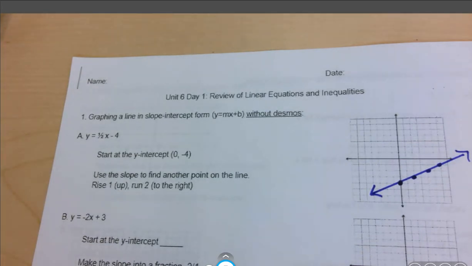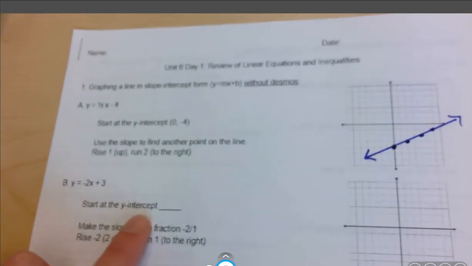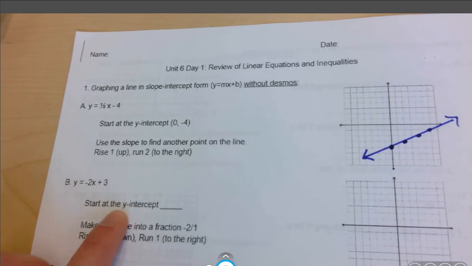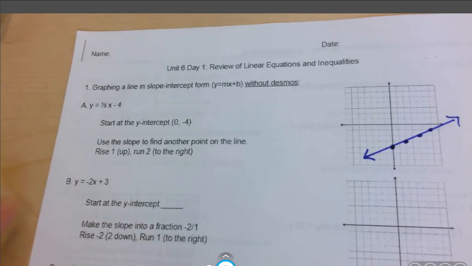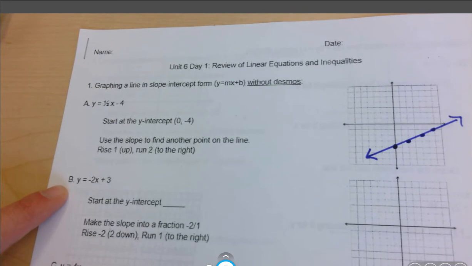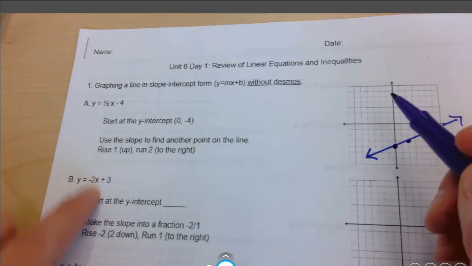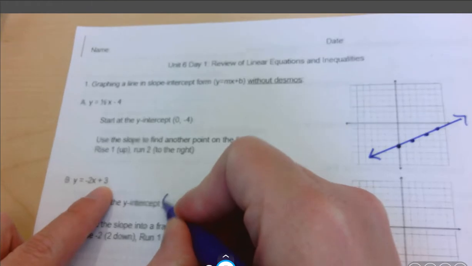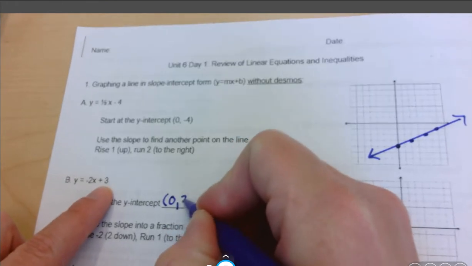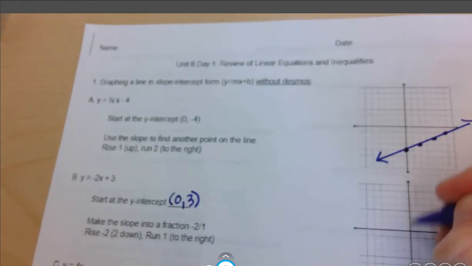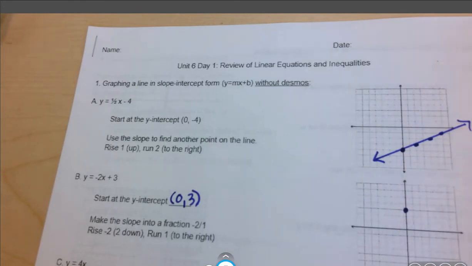Okay. Next one. We want to start at the y-intercept. What's your y-intercept this time? For B, what's the y-intercept? Lily says 3. Anybody want to agree with 3? Yeah. Thank you, Jeremiah. Okay, so yes, it's this number right here, and so you can write 0, 3, and mark 3 on your y-axis.